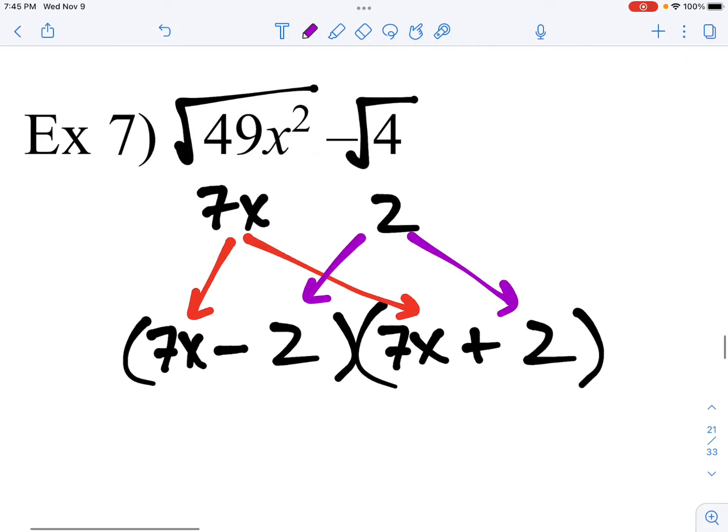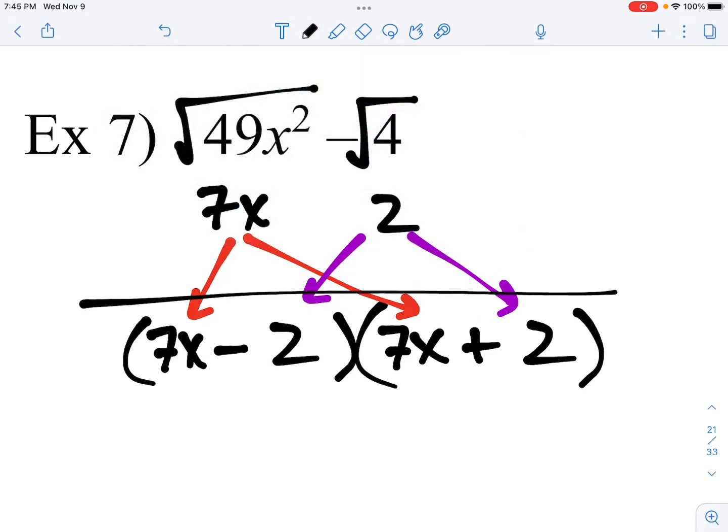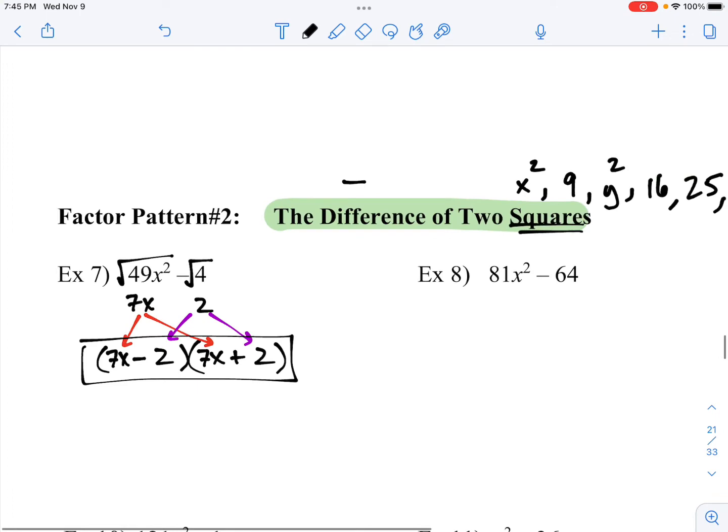You're always going to have one of the quantities subtracted and one of them added. You have a minus and a plus. This is our final answer. You'll be able to do them really, really fast, which is awesome. Let's try a couple more.